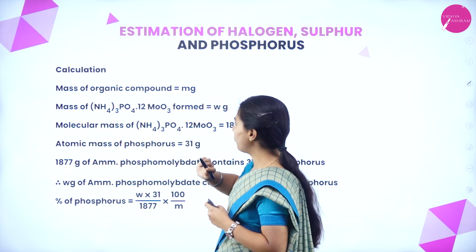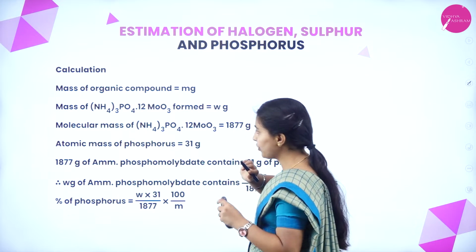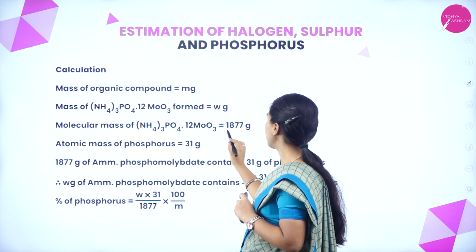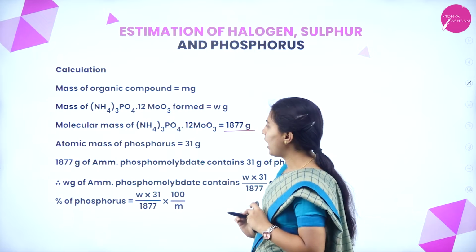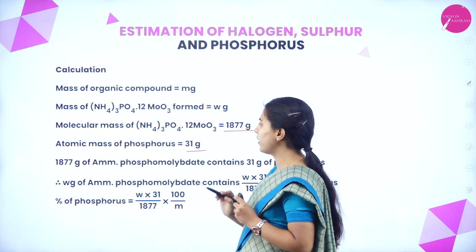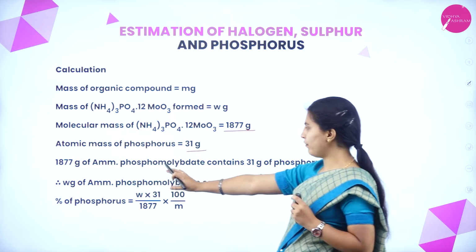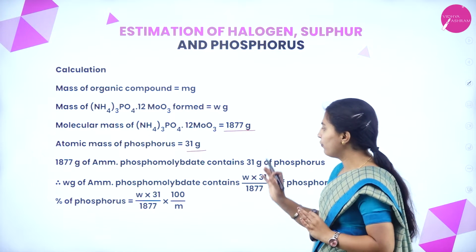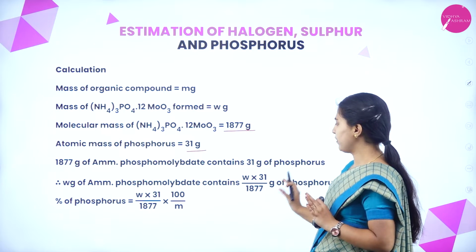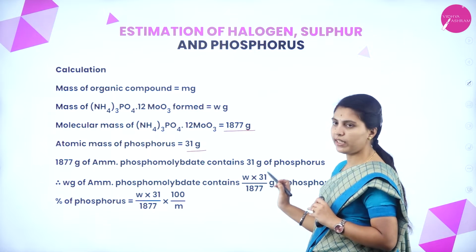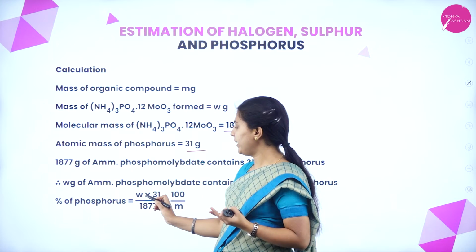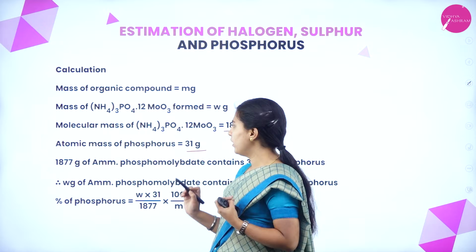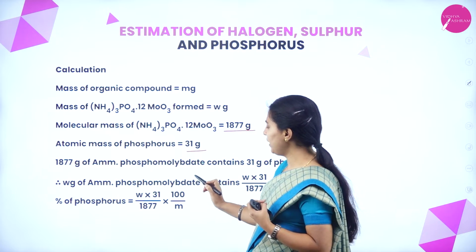First, mass of organic compound, mass of ammonium phosphomolybdate. The molecular mass of ammonium phosphomolybdate is 1877 gram. The atomic mass of phosphorus is 31 gram. So, in that ammonium phosphomolybdate, 31 gram of phosphorus will be present, that we know. For W gram, how much phosphorus will be present? W into 31 by 1877. The percentage is weight of phosphorus by weight of organic compound into 100, that is W into 31 into 100 by 1877 M.